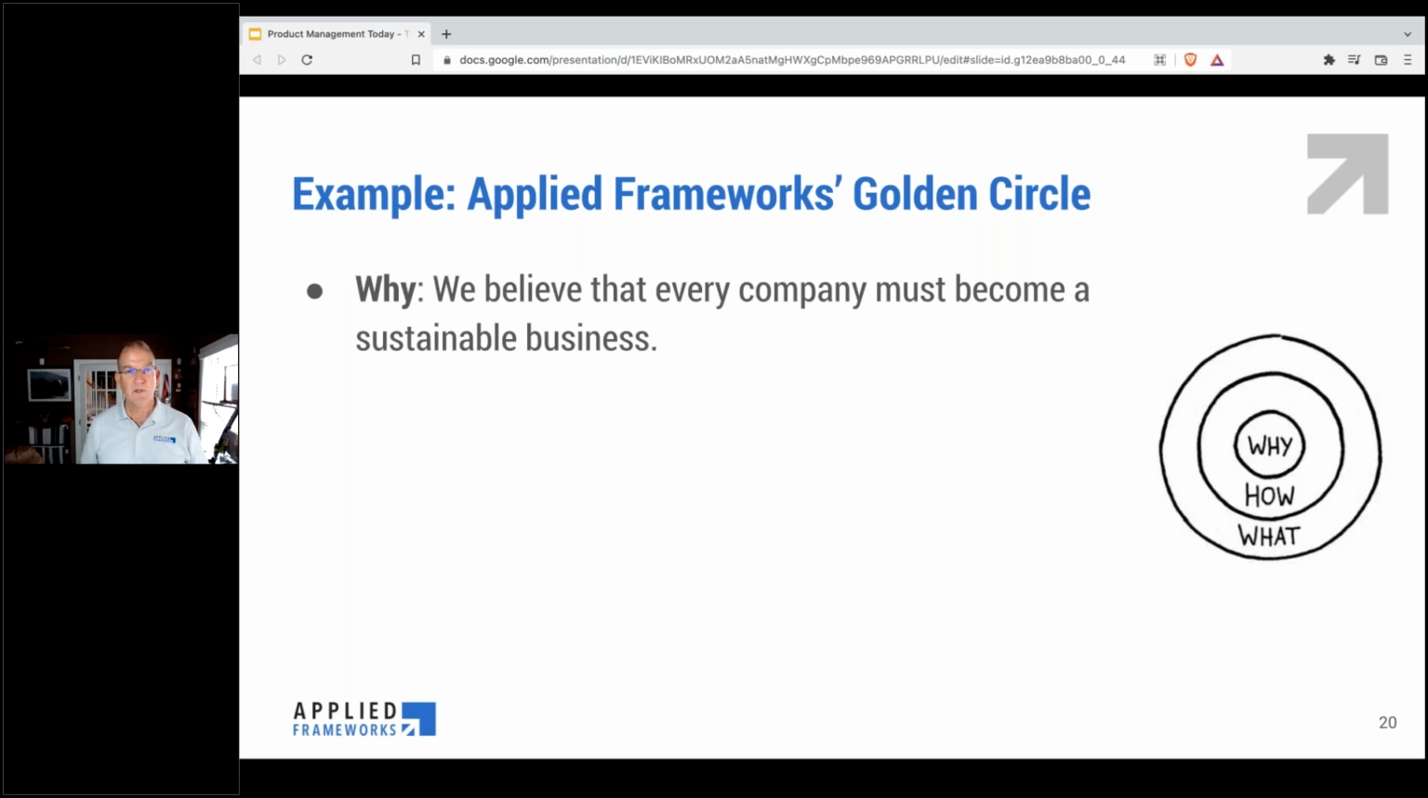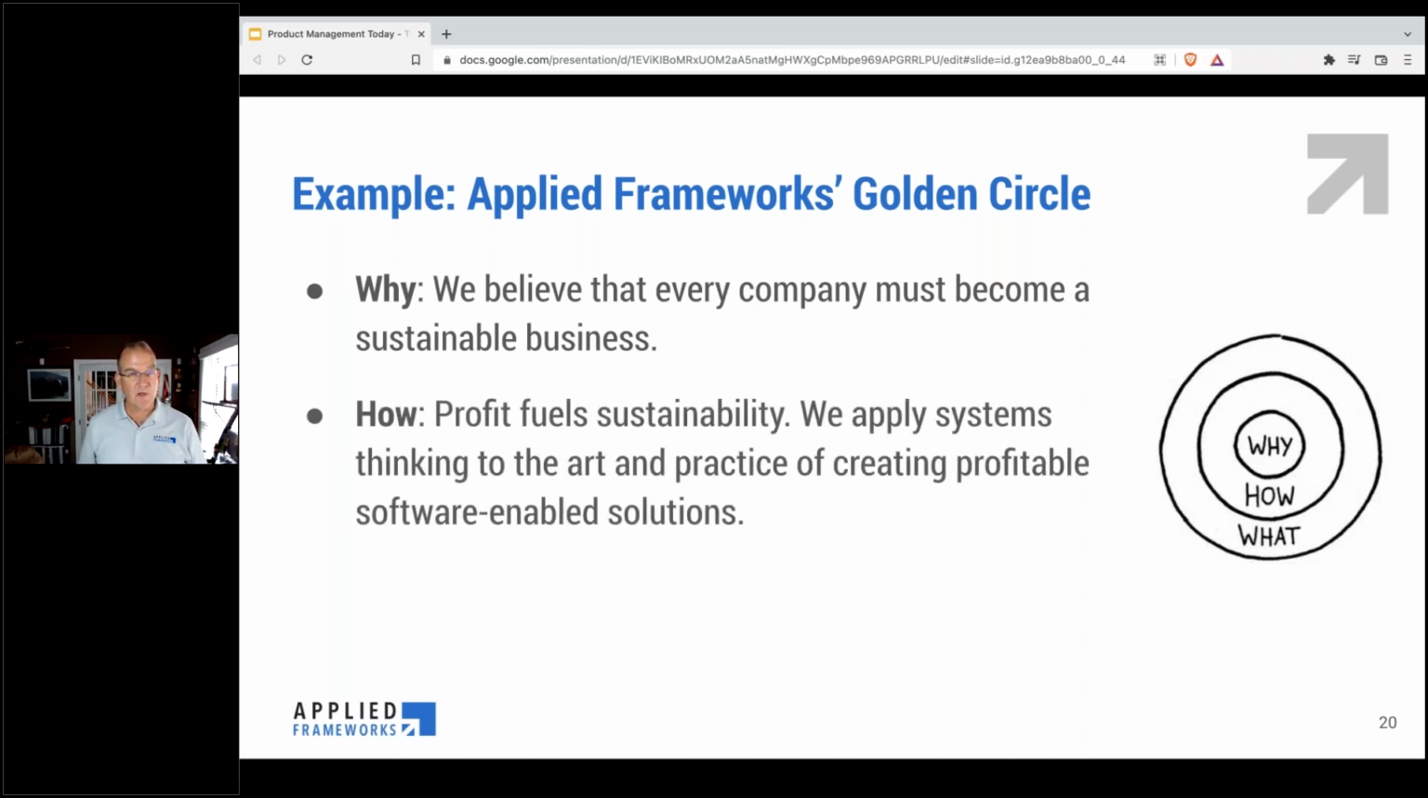We believe that every company must become a sustainable business. For our how, we focused on profitability as the fuel for sustainability. Profit fuels sustainability, and we apply systems thinking to the art and science of creating profitable software-enabled products. As you can see, we have a very specific set of customer segments. Any customer who is using software to power their business qualifies. We're not limiting to only software vendors, but any type of organization that leverages software to enable their products. For example, we have some customers who sell hardware devices that are driven by software capabilities.